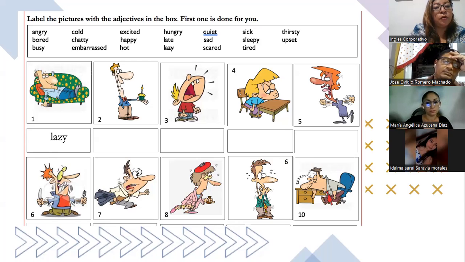Okay, en español, we say tengo hambre, but in English, es un estado. Okay, is, my best friend is hungry. Está hambriento, is hungry. My partner is nervous. Okay, my boyfriend is sleepy.